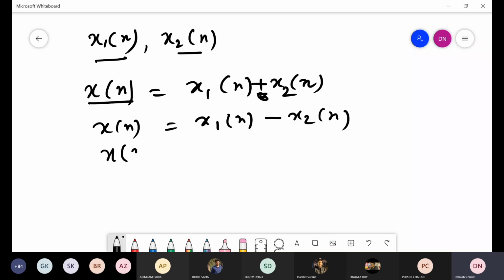You can multiply two sequences like this. This is called sample by sample multiplication. It is not vector multiplication; it is sample by sample, element by element multiplication. All these things are element by element. Addition is element by element, subtraction is also element by element, and this multiplication is also element by element. So you can perform this operation also.